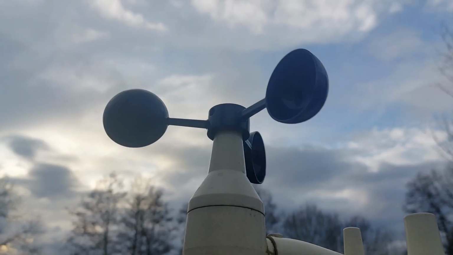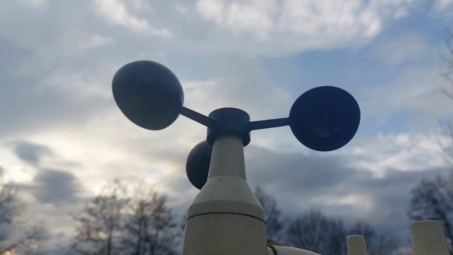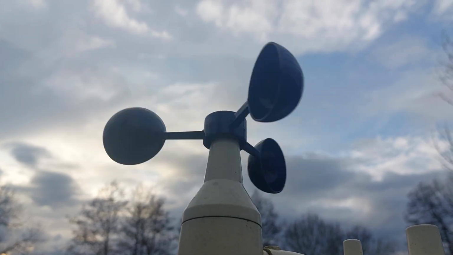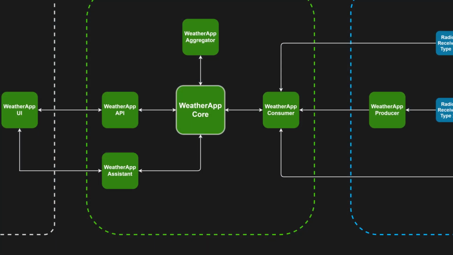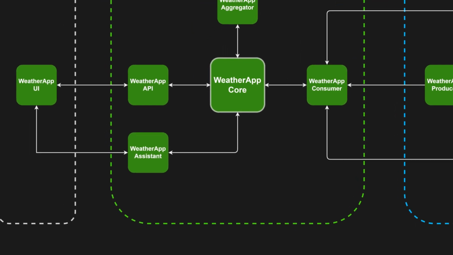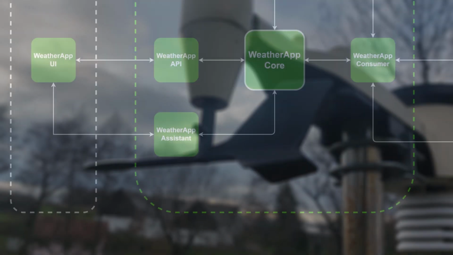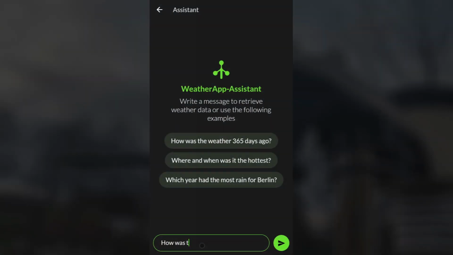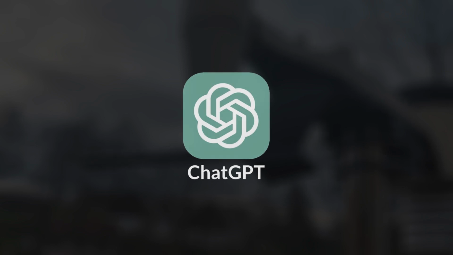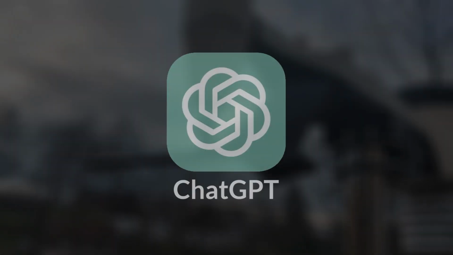In the last video I showed you the details of the weather app's infrastructure and I mentioned that there is a component called the weather app assistant. In this video I will show you how this particular component works. The weather app assistant is a chatbot that is responsible for retrieving weather data based on user chat messages. It is powered by the AI system ChatGPT.